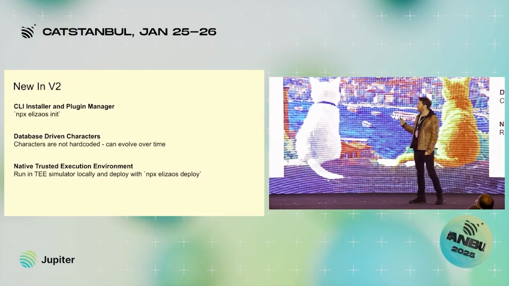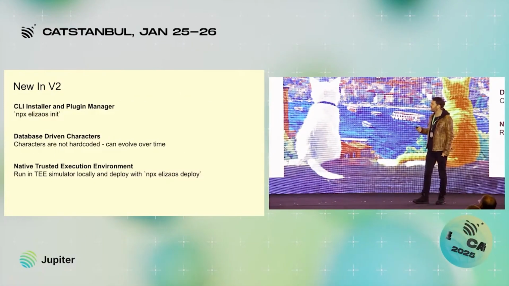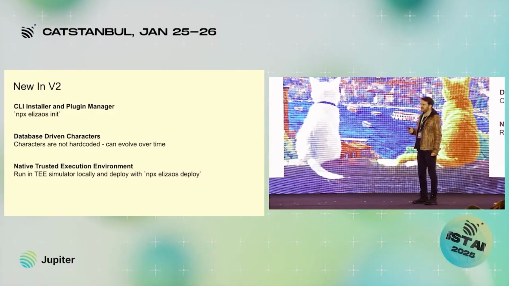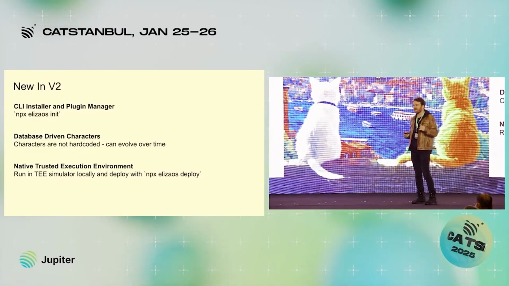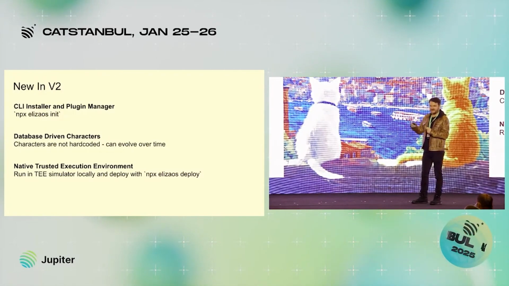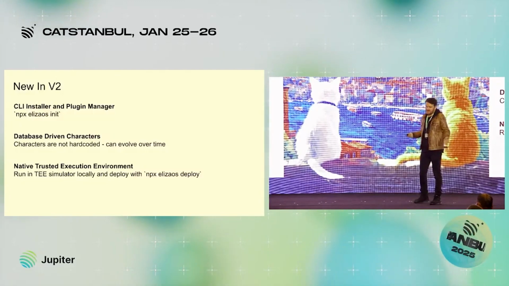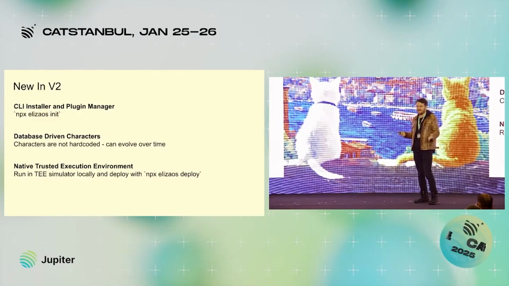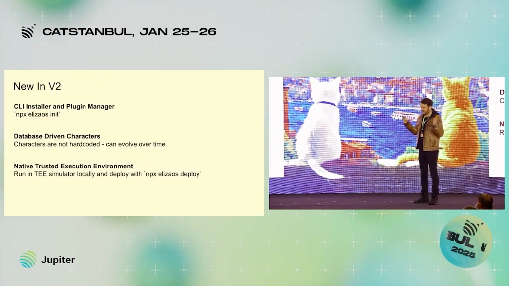Some other new things, we've got the CLI and the plugin manager. We've got database-driven characters. Right now, we have this character file. You can create your own character. It's great. But we want characters to actually be able to evolve over time. So we're moving the characters into our database in memory, and then being able to actually rewrite the character on the go and add to different parts of it. So you could have a character that just has a name and doesn't know anything about itself, and then slowly it grows with your community. This is like full autonomy.